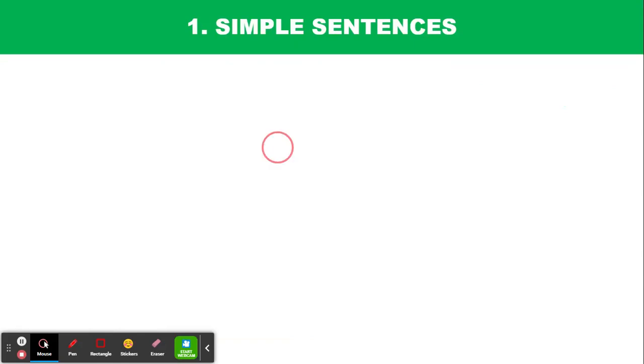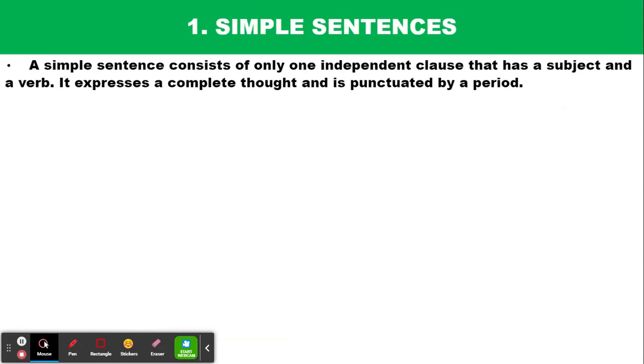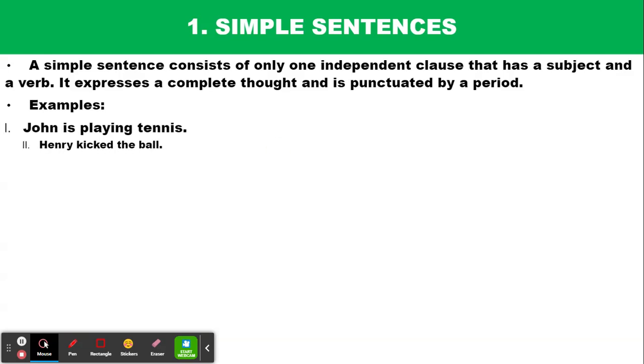Number 1, simple sentences. A simple sentence consists of only one independent clause and has a subject and a verb. It expresses a complete thought and is punctuated by a period, that is a full stop. Examples. John is playing tennis. Henry kicked the ball. Rose is a brilliant girl. These are all simple sentences.